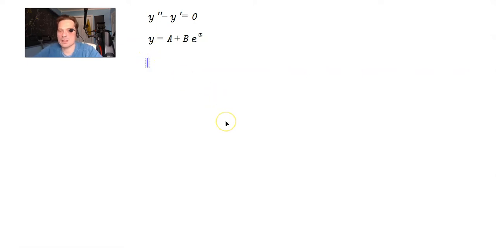Let's check whether y equals a plus b times e to the x solves this differential equation. So differentiate. y prime first. That would be the derivative with respect to x of a plus b e to the x. When you differentiate that, the only thing left over is b e to the x, because a is constant and goes away. The derivative of e to the x is e to the x, and the b is just a constant.